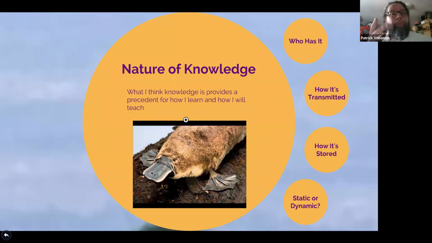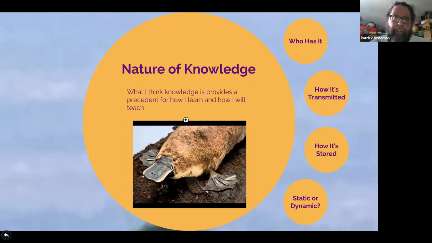And so here's what it is. If you have a nature of knowledge critter, or you could call it a nature of knowledge concept in your conceptual ecology, it's your beliefs about knowledge. How do you think we get knowledge? Who has knowledge? Who doesn't have knowledge? How is it transmitted from one person to another, or from books to humans? How do we store it?